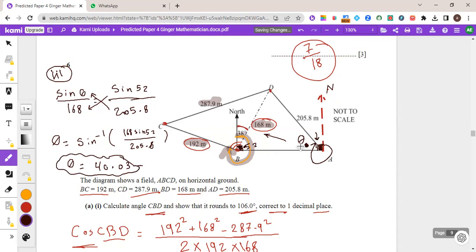Okay, now we're going to do it as 40. 360 minus, no, subtract from 90 first to know this. Yes, 360 minus 90 minus 40.03. Yes, so I will go down here.